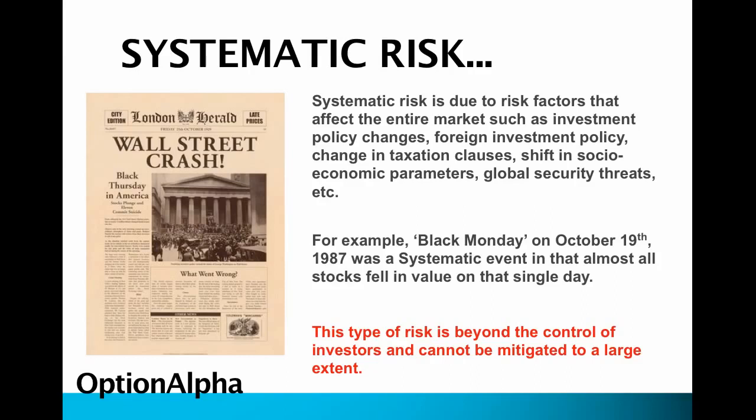We could also say that a systematic event was 9/11, right? No one had ever factored in the fact that two planes would fly into the World Trade Center, into the Pentagon, would crash in Pennsylvania. No one ever knew that. That's a risk that is unavoidable and it affects the entire market. So this type of risk, the systematic risk, is beyond the control of investors. Me or you or anybody, we can't control this and it cannot be mitigated.